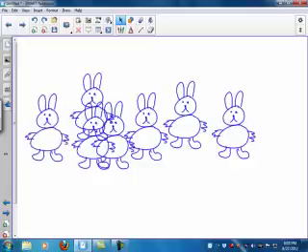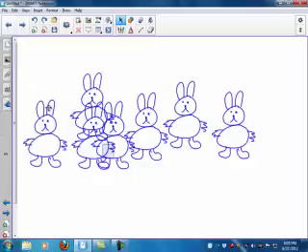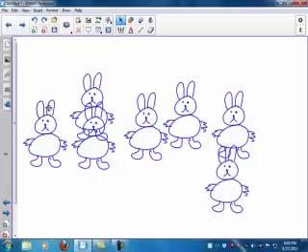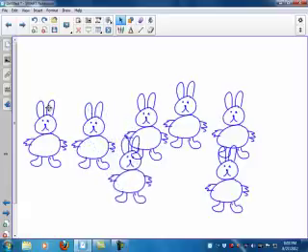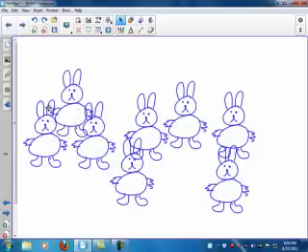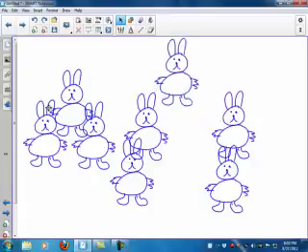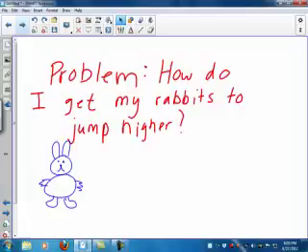So I've got a bunch of rabbits on the screen that I just bought the other day. And I bought all these rabbits because I like how they jump, and I want good jumping rabbits. But you know, I got all the rabbits home, and they don't jump very well. They're bad jumping rabbits. They're terrible. I'm upset, and I'm trying to figure out how do I get them to jump higher. That's my problem. So my problem is, how do I get my rabbits to jump higher?